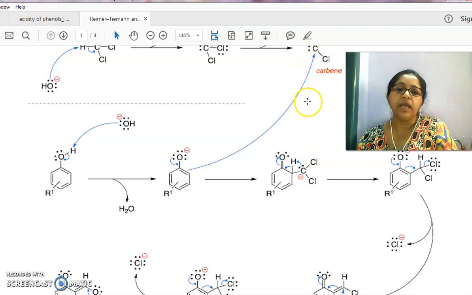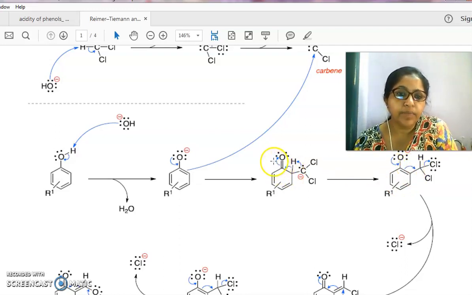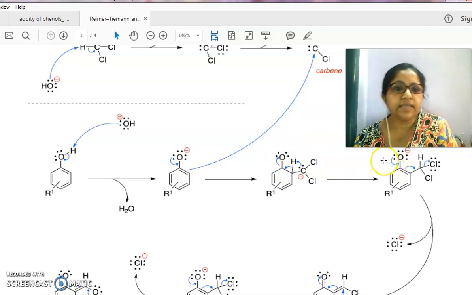This ortho position attacks the carbene. Right now what we see here is carbon is having an octet, but these 2 electrons which are coming to the carbon for attacking are from the other carbon, so therefore it is having a negative charge. This negative charge takes the proton, the carbon hydrogen bond comes to the ring bringing back the aromatic property, and this pi bond breaks accordingly and gives a negative charge to oxygen.